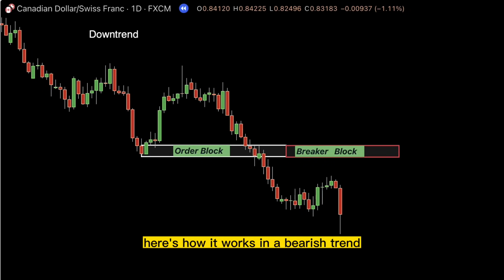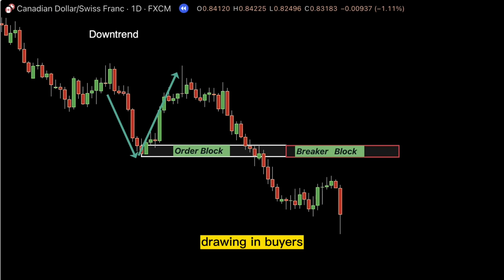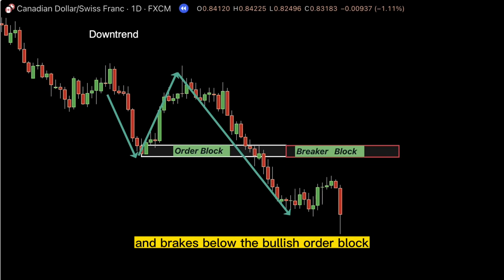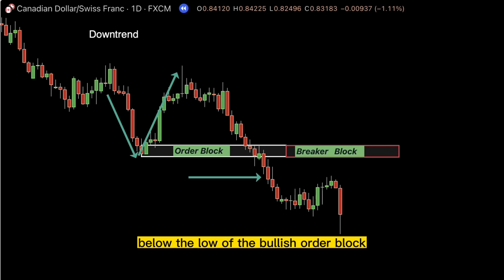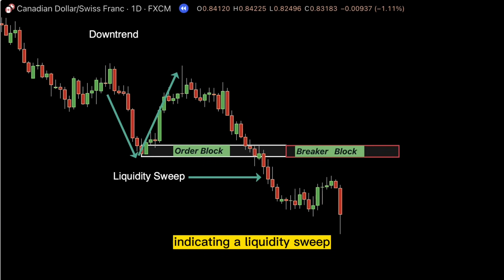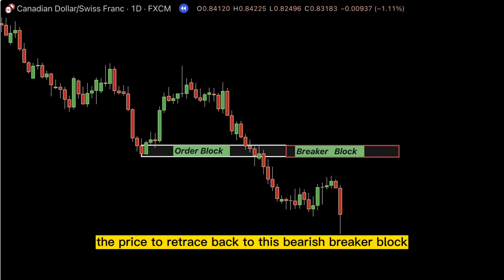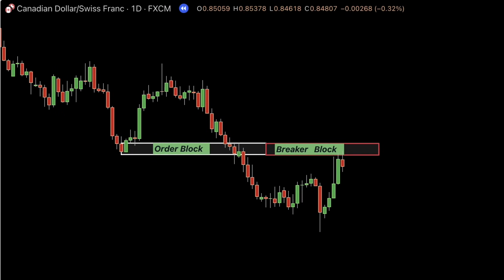Here's how it works. In a bearish trend, the market might form a bullish order block, drawing in buyers. However, instead of continuing upward, the market sweeps the stop losses of the buyers and breaks below the bullish order block. When the price closes below the low of the bullish order block, indicating a liquidity sweep and a shift in market structure, the broken bullish order block turns into a bearish breaker block. We wait for the price to retrace back to this bearish breaker block, and when it does, we look for opportunities to execute a sell trade.